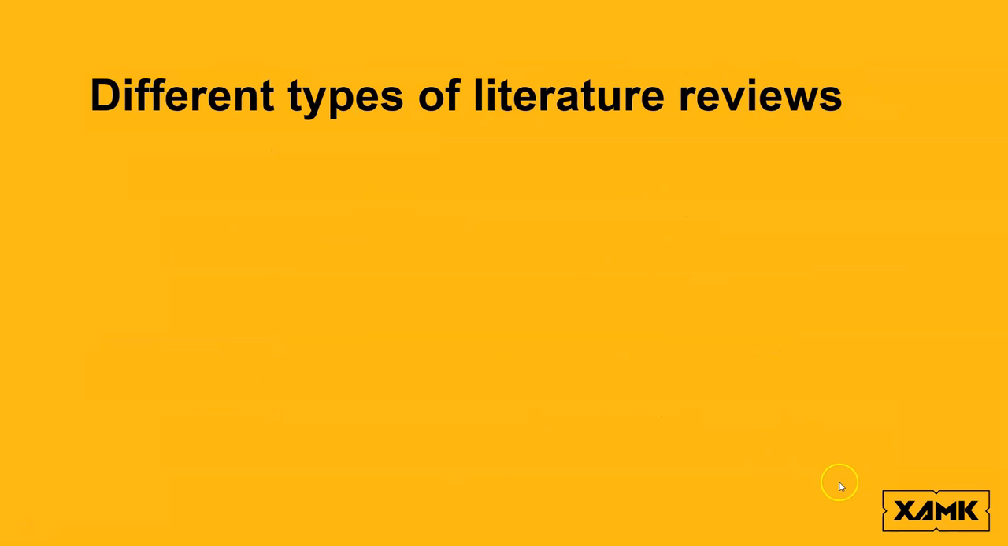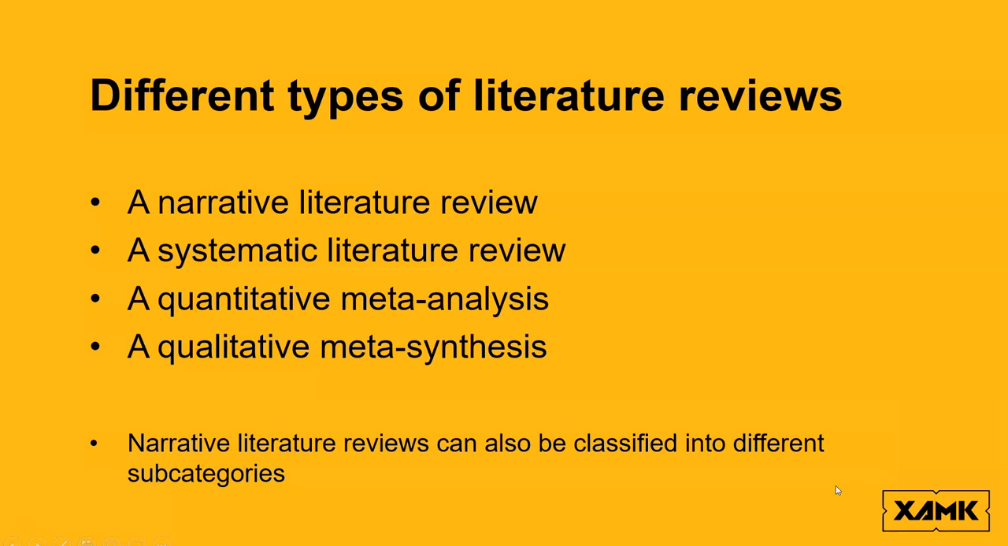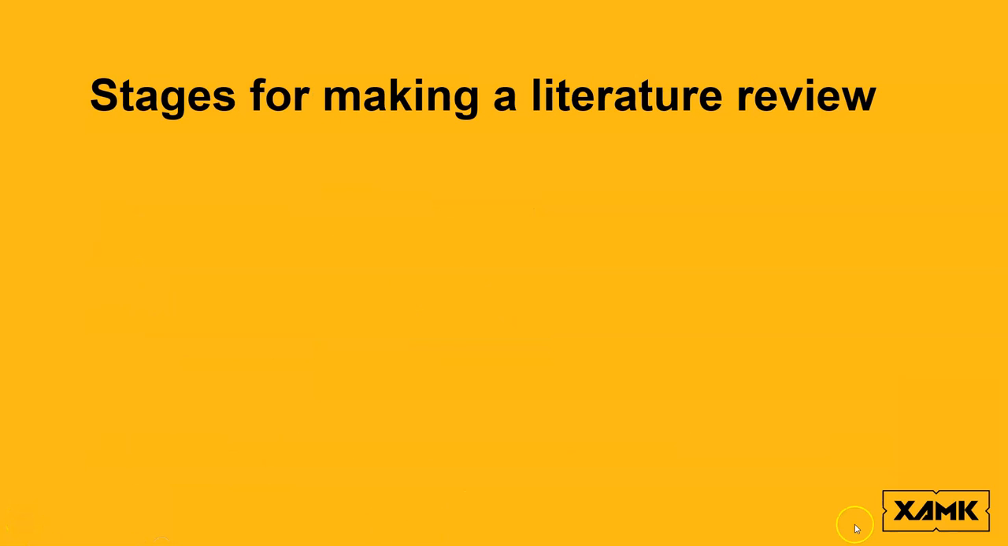Literature reviews can be classified in several ways. Three main types are narrative literature review, systematic literature review, and quantitative meta-analysis and qualitative metasynthesis. In addition to this, narrative literature review can still be classified into different subcategories according to the purpose of the review and what it is intended to study. A narrative literature review is often used in the theses and assignments of the University of Applied Sciences. Although there are several types of literature reviews, they still have certain same parts and stages of making.